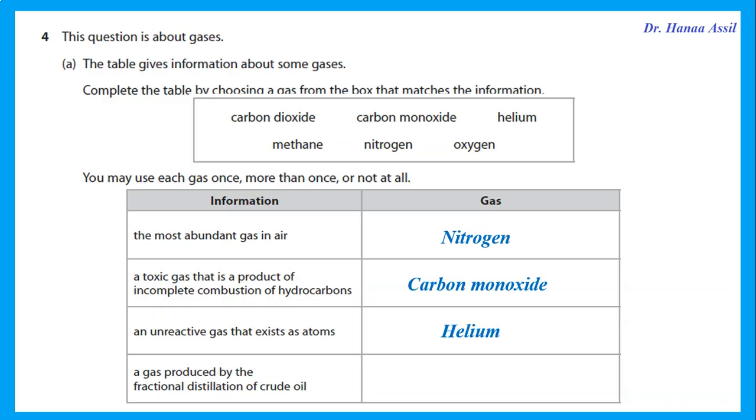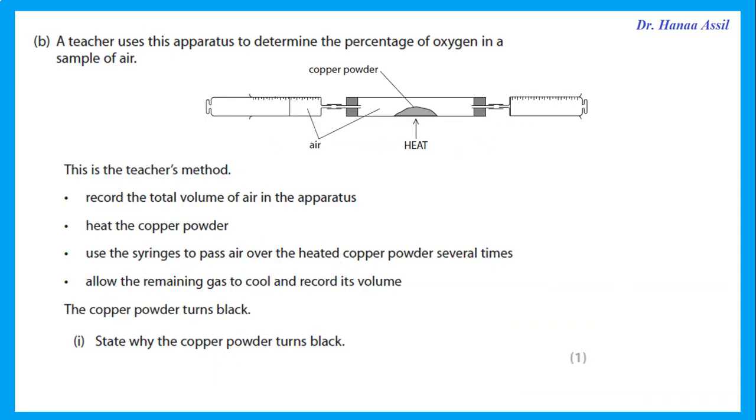Helium. If you're not sure, please check. You have a copy of the periodic table at the beginning of your exam. A gas produced by the fractional distillation of crude oil. So fractional distillation of crude oil could give which of these? Of course, it gives hydrocarbons, so it could give methane.